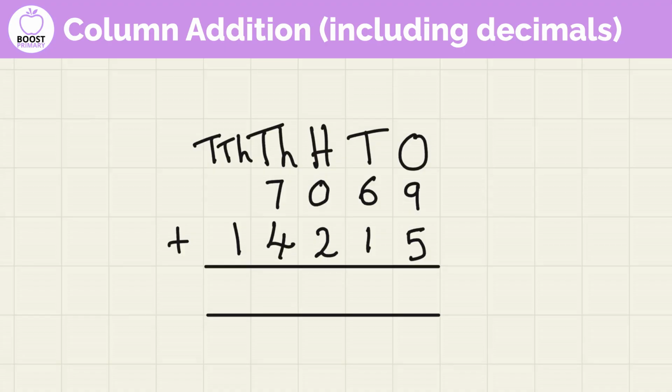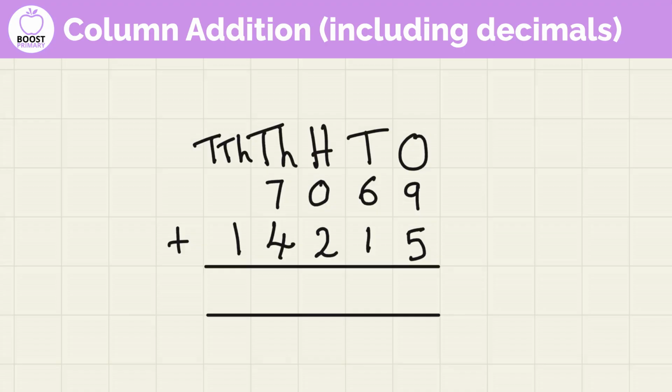The first question is 7,069 add 14,215. As you can see, I've already placed all of the digits into the correct columns. I'm going to start off the column furthest to the right, the ones column.